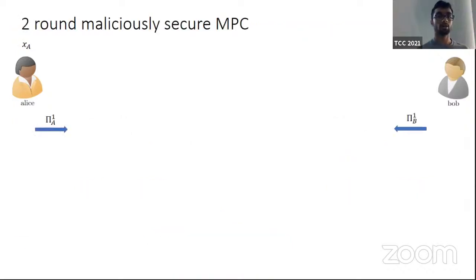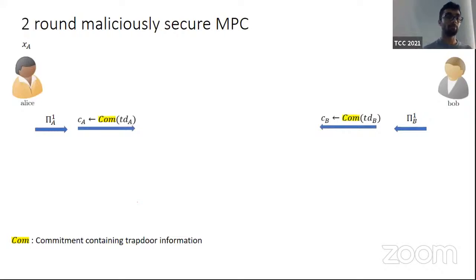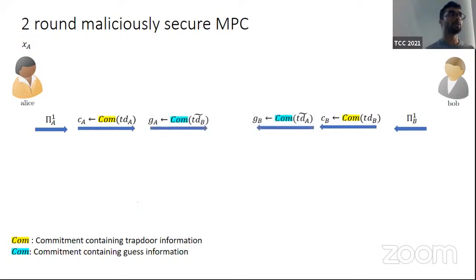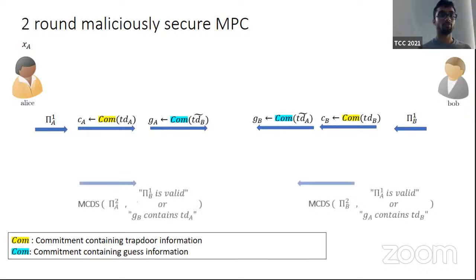So what we do is we append the round 1 message to include commitments to some trapdoor values and commitments to potential guesses to those trapdoor values. And this is reminiscent of the FHE trapdoor paradigm. We then modify the MPC NP statement to have the following conditions.